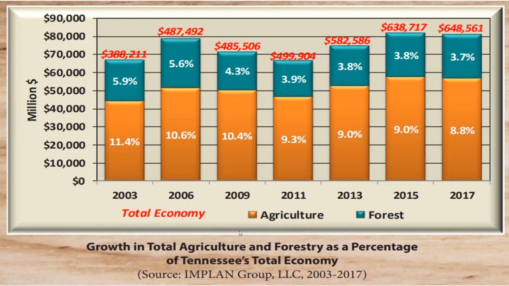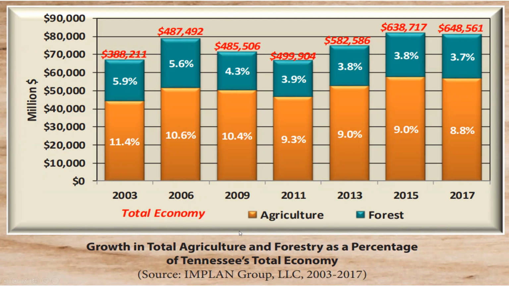So when we look at the economic impact that the forestry and agriculture industry has on Tennessee, it is quite considerable. Now, this is from the IMPLAN group of UT Knoxville. I put this information together. And when we look at the numbers, the red at the top is the total economy of the state of Tennessee. That's 648,000, multiplied by million. So actually, you're looking at a $648 billion total state economy. Now, that's not just from sales, but it also has everything that relates to a sale or output.